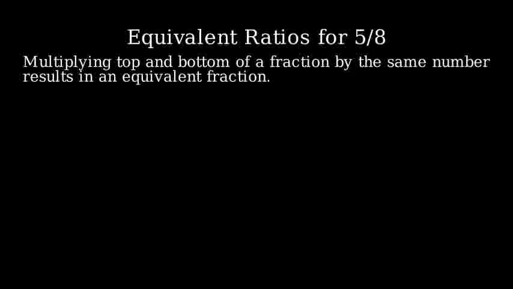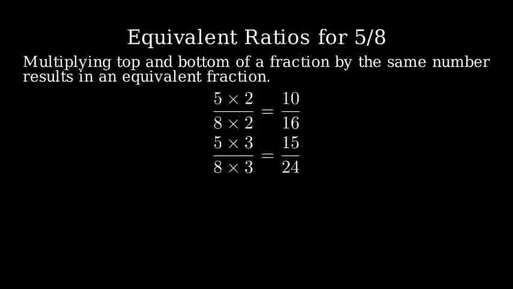We multiply both the numerator and the denominator of 5/8 by 2. 5 times 2 is 10, and 8 times 2 is 16. In our next example, we multiply both by 3. 5 times 3 is 15, and 8 times 3 is 24.